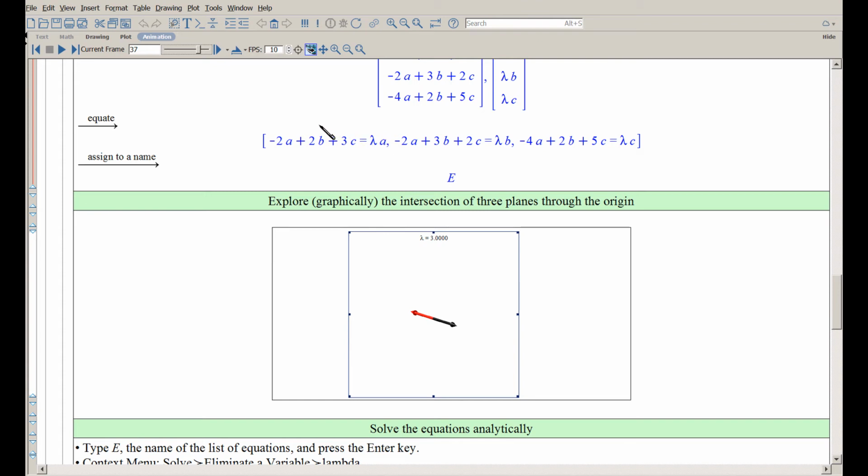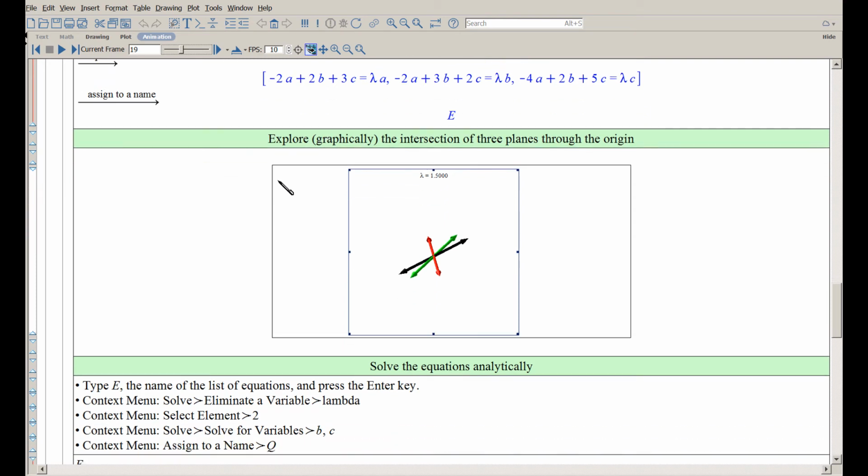So these are planes through the origin. If lambda is not one of these 3 numbers, 1, 2, or 3, then the only intersection common here is the origin 0, 0, 0, and A, B, and C are 0, and the vector x is 0, which we reject as an eigenvector because it's just not interesting.